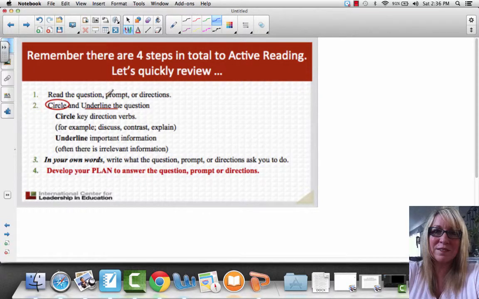Remember that there are 4 steps in total to active reading. One is reading the question, prompt, or directions. The second is circling key direction verbs, such as discuss, contrast, and explain. Next is underlining important information that will help us answer the question, prompt, or direction. Then we need to rewrite in our own words what we're being asked to do so that we have a focus. And lastly, develop our plan to answer the question, prompt, or directions. And we can use the essay template to help us guide our thought process.